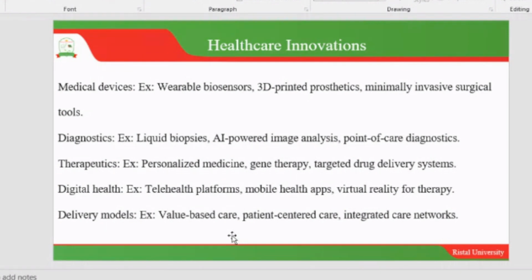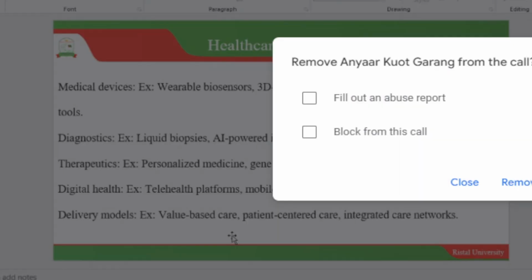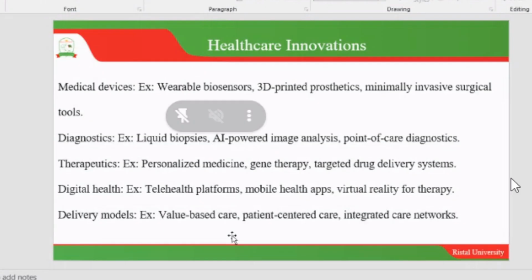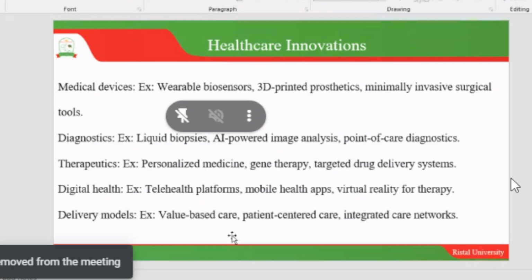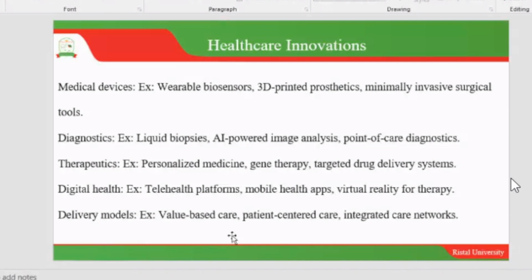And then in therapeutics, we have personalized medicine, like I was talking about yesterday, where these days medicine is developed according to those personal characteristics. Okay, it is tailored to your individual characteristics, your genes, the environment that you're living in, so that it can be able to address the needs that you have.